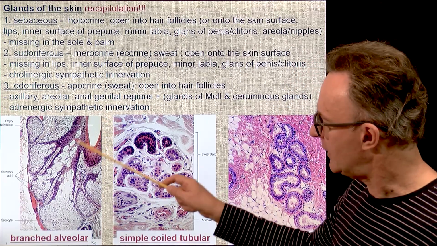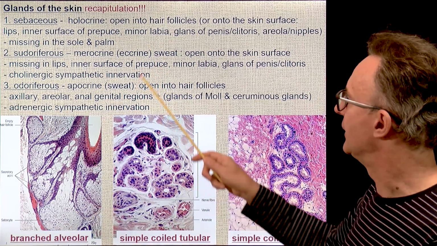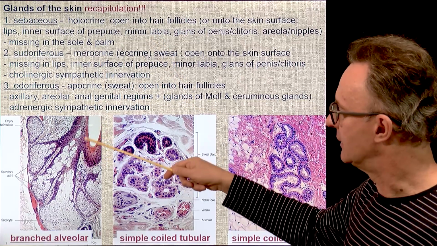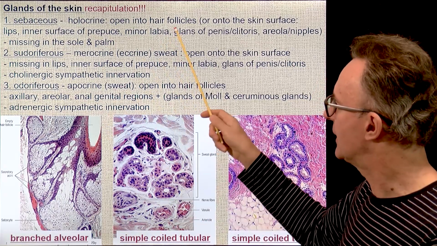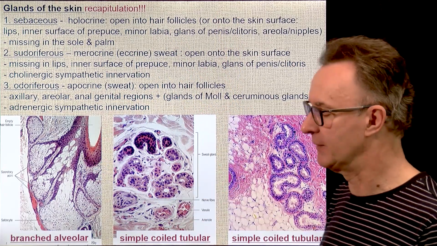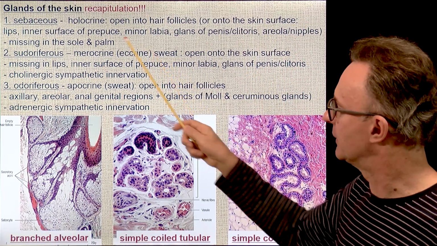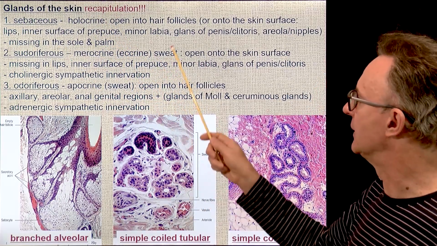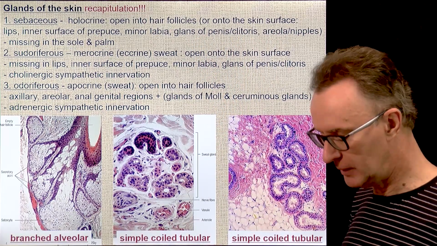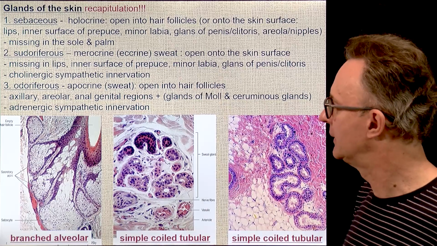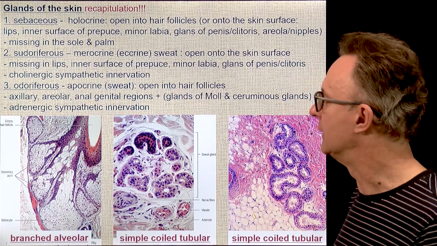odoriferous gland. Sebaceous glands are branched alveolar glands with holocrine secretion, and usually they open into hair follicles, which serve as a duct. And in some areas we don't have hair follicles, but we have still sebaceous glands. I listed them here. It is, for example, in the lips or inner surface of the prepuce and minor labia, glans penis or glans of clitoris, and in the areola of the breast around the nipple. And these glands are also missing in the thick skin, which covers the sole and the palm.